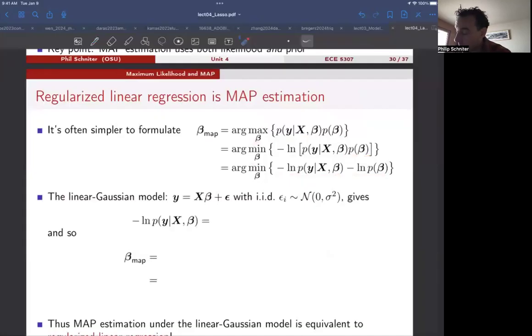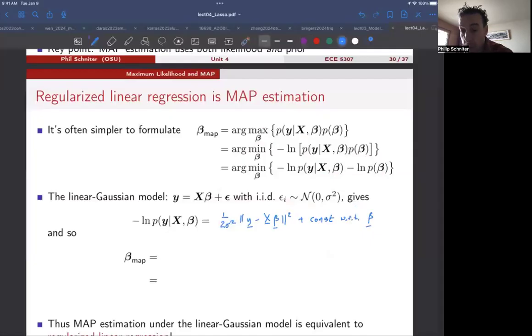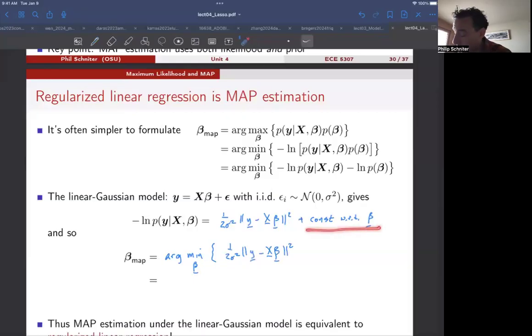So let's again apply this with the linear Gaussian model that we saw before. In this case, we previously derived that the first term, minus log likelihood, took this form: minus y minus X beta squared plus some constant. And this is a constant with respect to beta. We derived this a couple pages back. So if we plug that into our expression above, we have the MAP beta is the minimizer over beta of this quadratic term. This is a constant with respect to beta, so for this minimization, we ignore it.